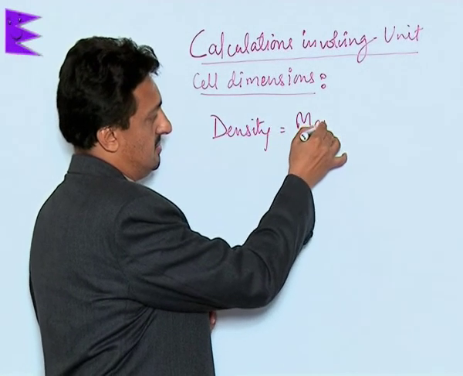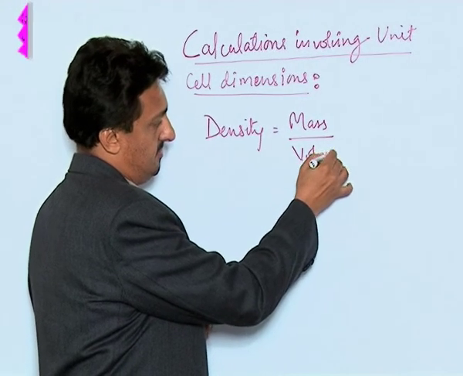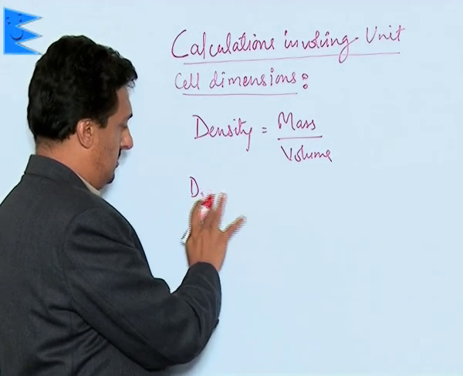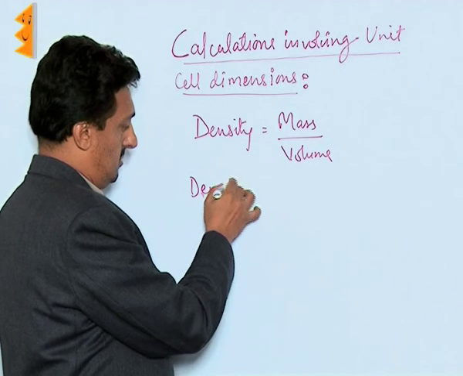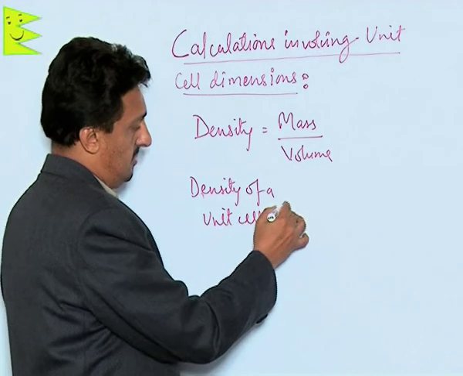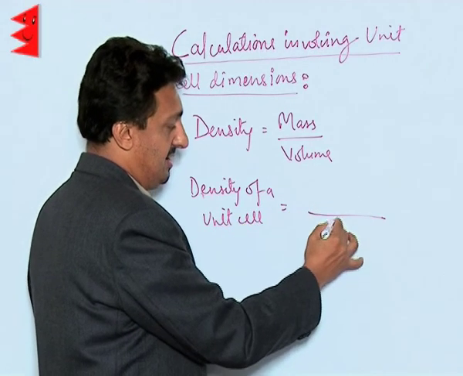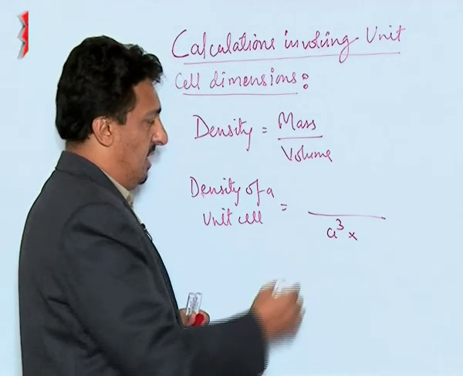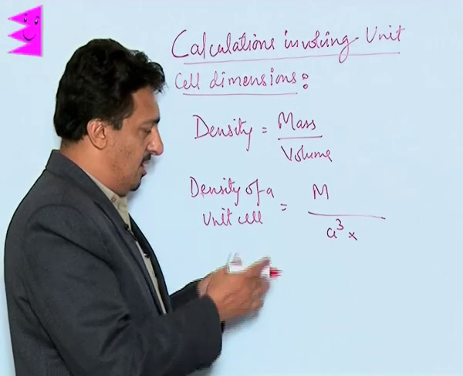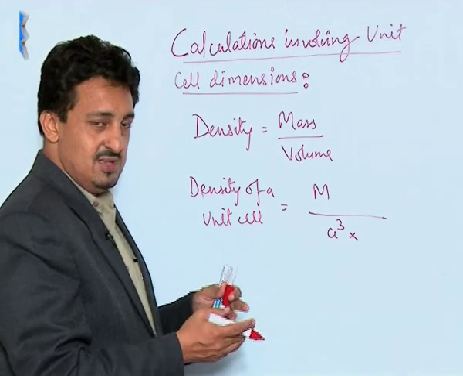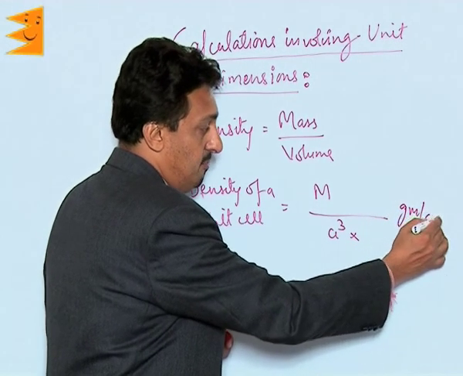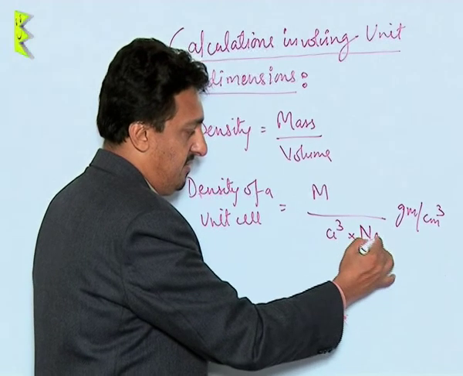The density, as we know, is mass upon volume. So the density of a unit cell: for volume we will definitely have a cube, and for mass we will go for the molar mass. But in order to convert that molecular mass into molar mass, so that we can have the unit of the density in grams per cubic centimeter, we need to what? Divide this by Avogadro number.